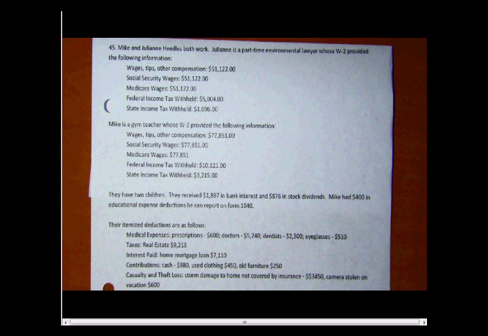We have Mike and Julianne Heedles. For this particular set of problems, we're doing the 1040, a Schedule A, and a Schedule B. So if you need any of those, I have them available for you. Okay, so for this one, we need the 1040, the Schedule A, the Schedule B, and the tax table.